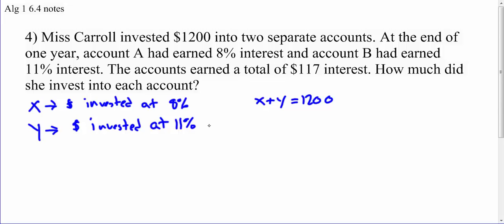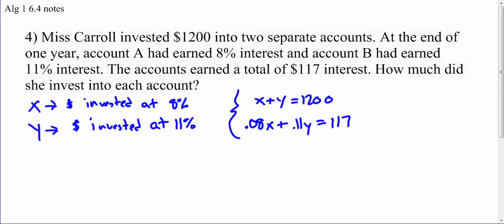So the first account, account A, was 8% interest. We don't know how much she invested there, but we know the interest would be 0.08 times that amount. The 11% account would be 0.11 times Y, so 11% of this money would give us a total of $117 interest. There's our system right there.